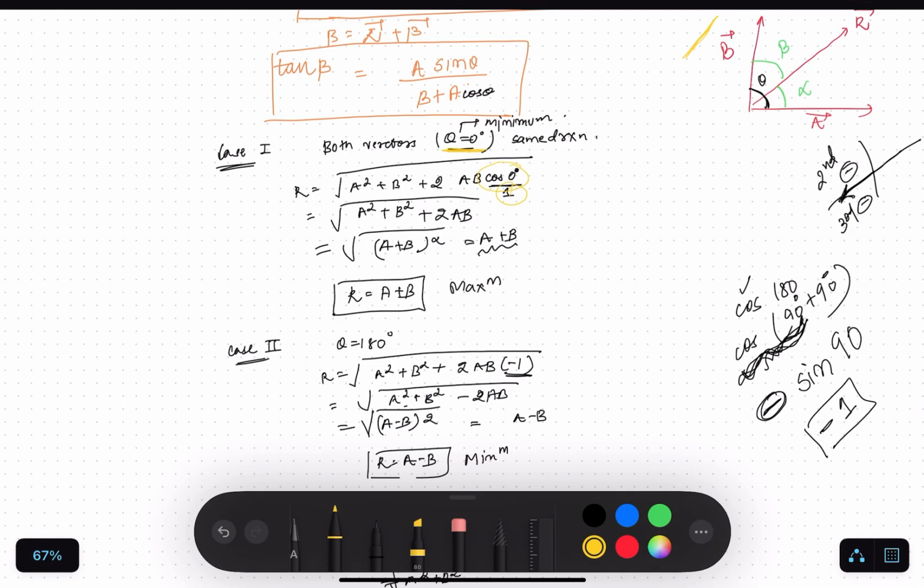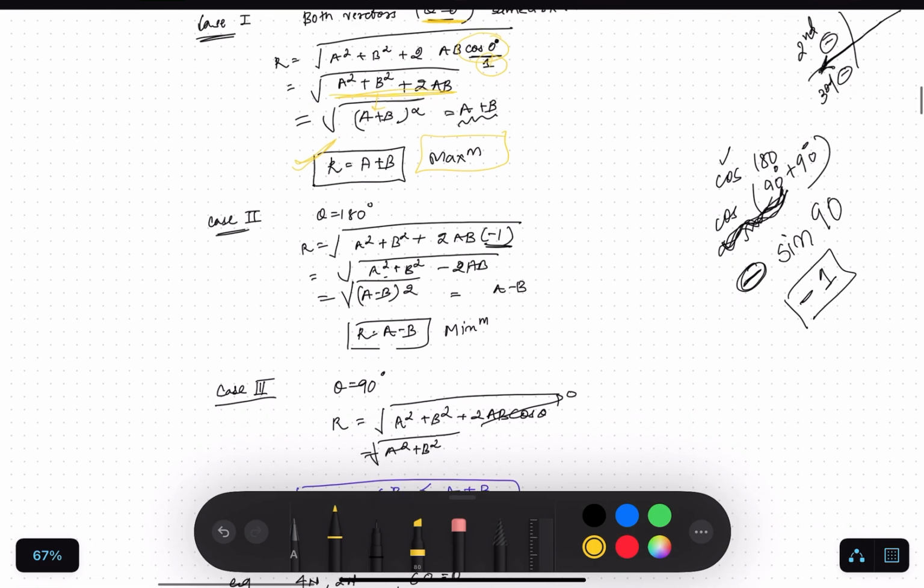So this will simply be the square root of a square plus b square plus 2ab. This is actually the formula of (a plus b) whole square. So my resultant vector R is equal to a plus b. This is the maximum magnitude.